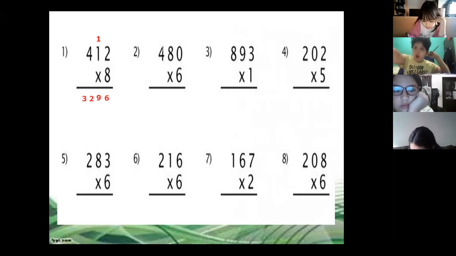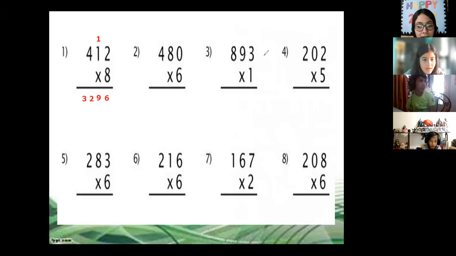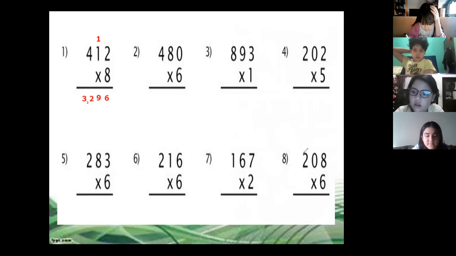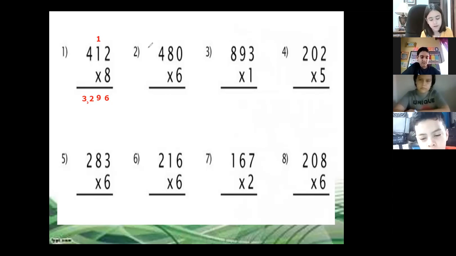Now, where should we write the comma? Between the 3 and the 2. That's right. And we have the number 3,296. That is the answer for our multiplication. Do not copy this right now.